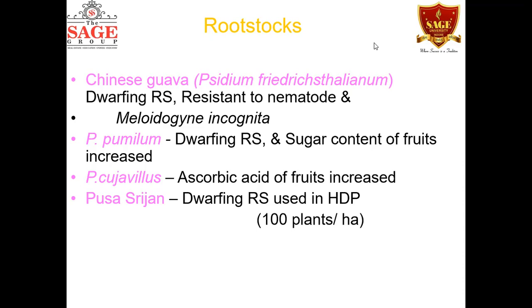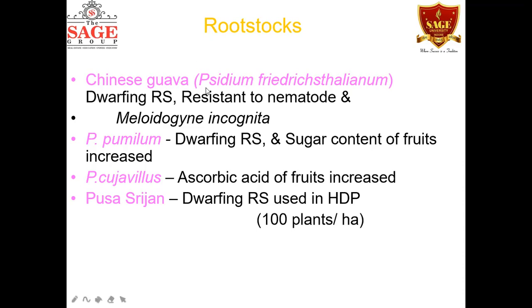So here some species are there. They have their own properties like dwarfing effect, nematode resistance, drought tolerance. As well as some can enhance or improve the quality parameters of the scion. By that way, they will improve the quality parameters of that particular variety. So in that way also, some rootstocks are available.